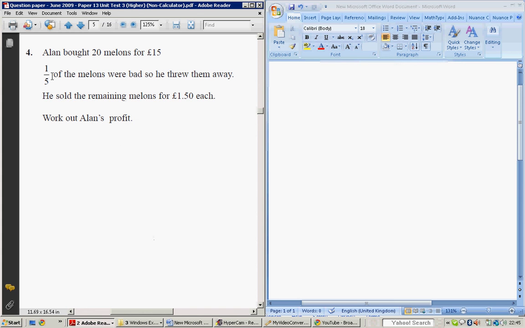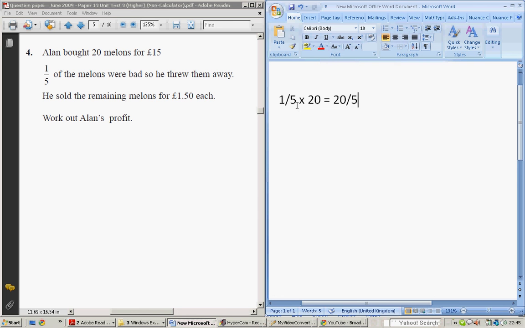First I think we need to find out what 1/5 of 20 melons is, and then subtract that number from 20 because he threw those away. 1/5 of 20, we find that out by doing 1/5 times 20, which equals 20 divided by 5. 1 times 20 equals 20, 5 times 1 equals 5. So 20 over 5, 20 divided by 5, equals 4: 5, 10, 15, 20, that's 1, 2, 3, 4. So 1/5 of 20 is 4.